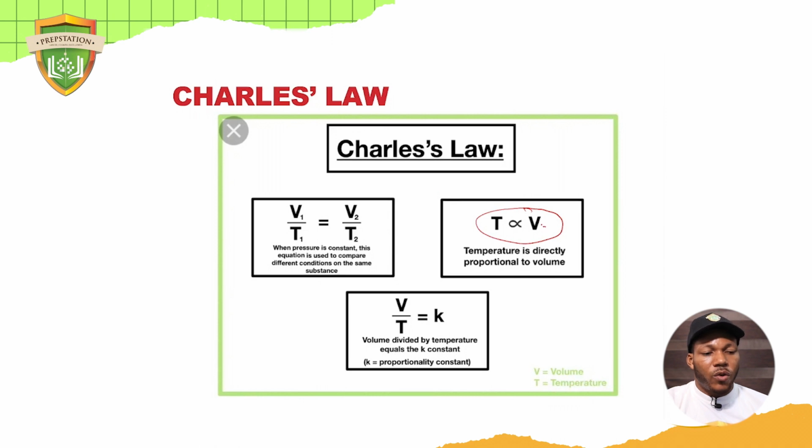To volume. So Charles law states that the volume of a fixed mass of gas is directly proportional to its Kelvin temperature, or you call it absolute temperature, provided pressure remains constant. When you do that, V is proportional to T, therefore V1 over T1 equals V2 over T2. So this is what you use in solving your Charles law problems.